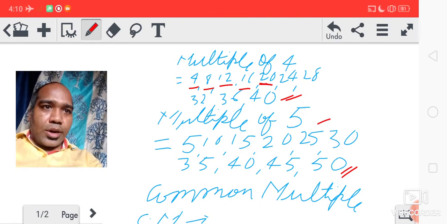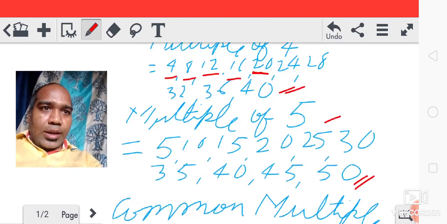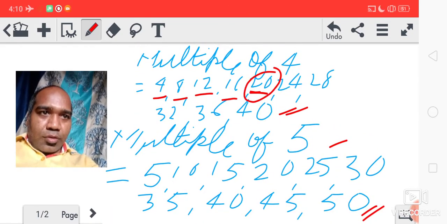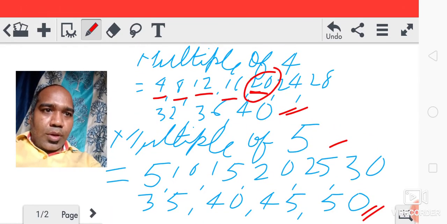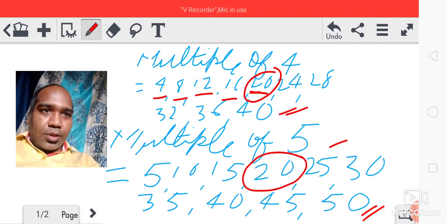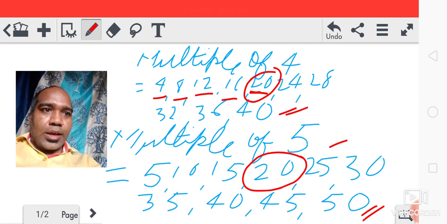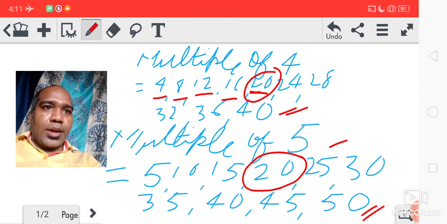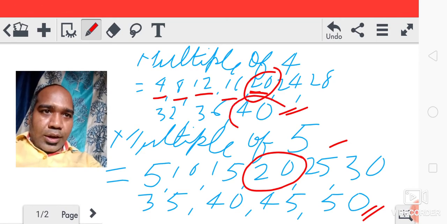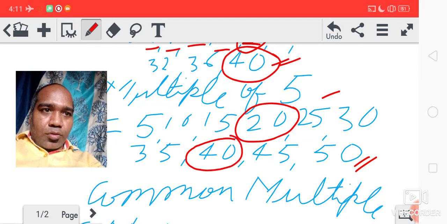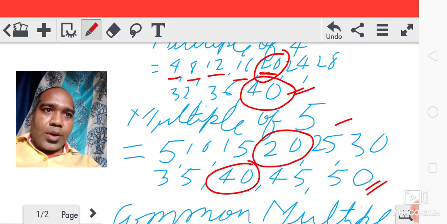20. Look at here, 20. 20 we are getting in multiple of 4 also. 20 is multiple of 4 also, and 20 is multiple of 5 also. 4 5s are 20, 5 4s are 20. We are getting 20 in both. Okay, any other number are we getting? Yes, look at here, 4 10s are 40, and here 5 8s are 40. So these two multiples we are getting common.